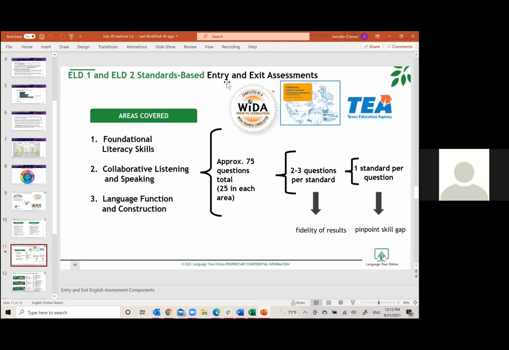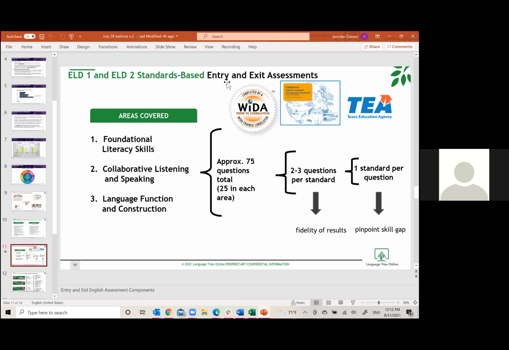Our entry assessment really serves to pinpoint skill gaps. So unlike state assessments, we don't put multiple standards into each question. We only put a single ELD standard in a question, but we have more than one question with that standard in it.